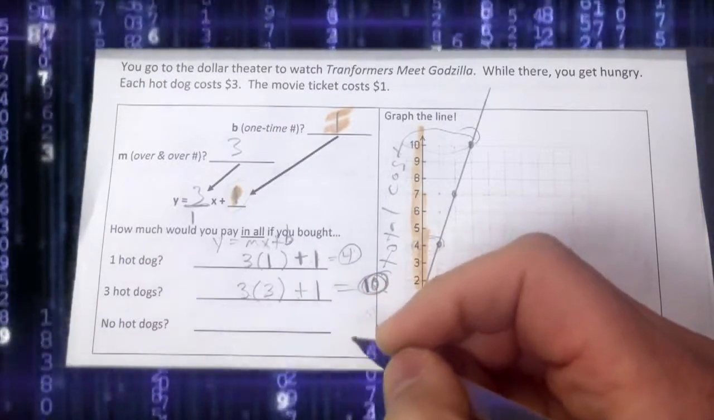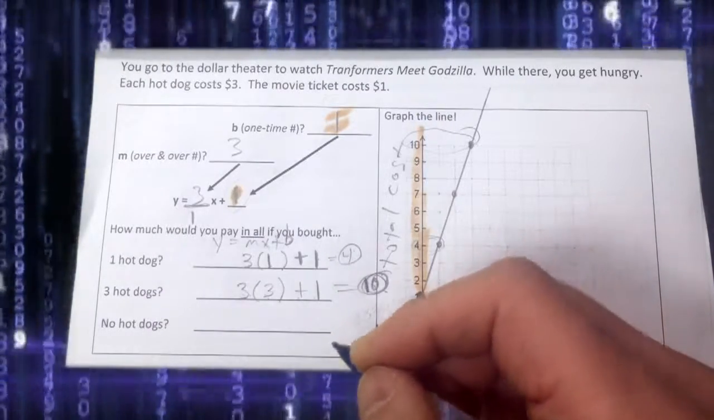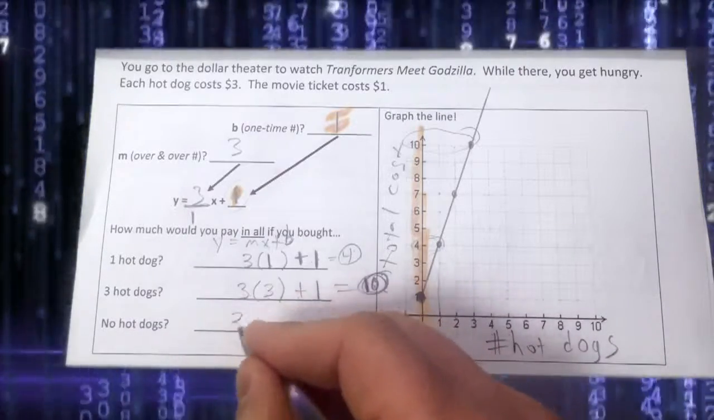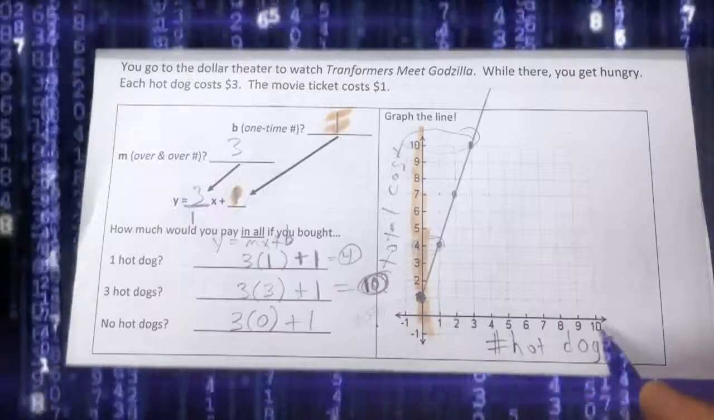What if I go to the theater and don't have a lot of money, and I just get into the theater to watch the movie? I don't buy any hot dogs. That would be 3 times 0 plus 1. Let's take a look at this first.